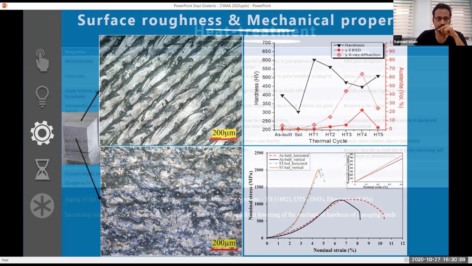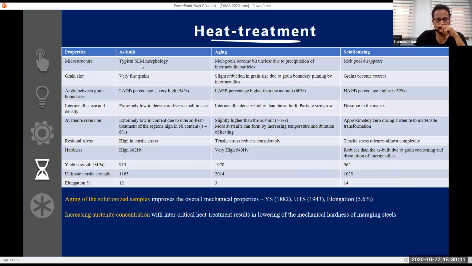That is the reason. The typical SLM morphology remains the same. For example, the melt pool structures, the fish-like structures, and the braided-like structure on the scan plane will remain the same, even if you age it. But during solutionizing, they disappear completely because recrystallization takes place and the melt pool disappears completely. The grain size remains the same during aging because of the precipitation of the intermetallic compounds at the grain boundaries that pins them and prevents them from growing.